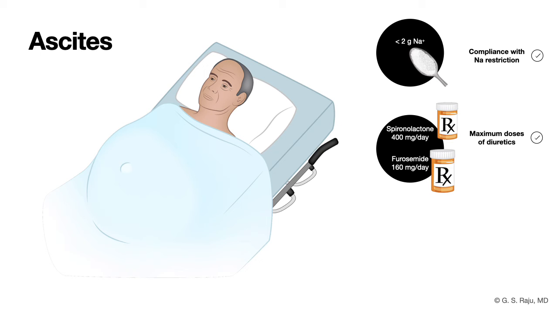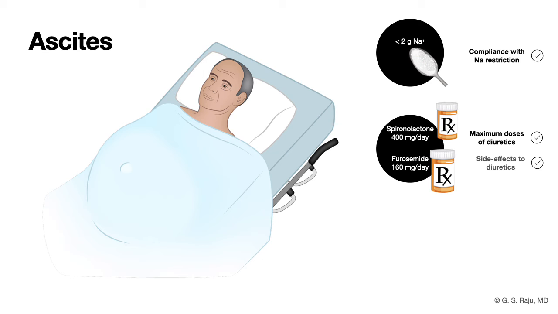Sometimes as you try to escalate the dose, you start with 100 of spironolactone and 40 of furosemide, and the patient doesn't respond. You increase to 200 and 80, and then 300 and 120 milligrams of furosemide, and finally 400 milligrams of spironolactone and 160 milligrams of furosemide. And as you're trying to do that, if the patient develops side effects to diuretics, then you have a problem in getting rid of the ascites. So you talk about salt restriction and diuretics. Talk about those two things.